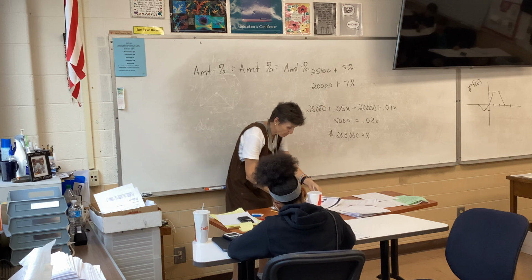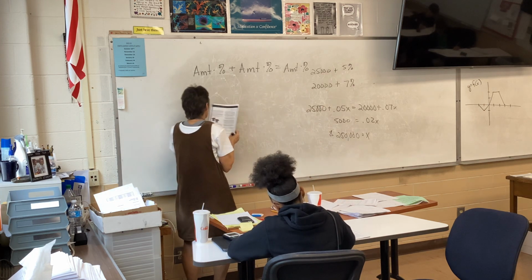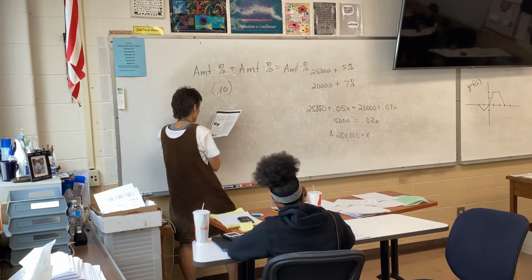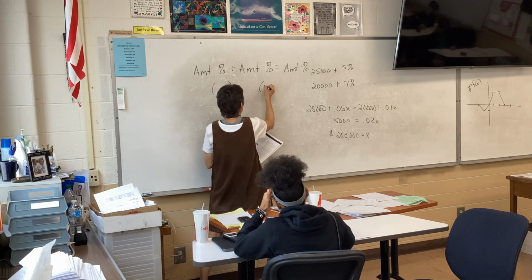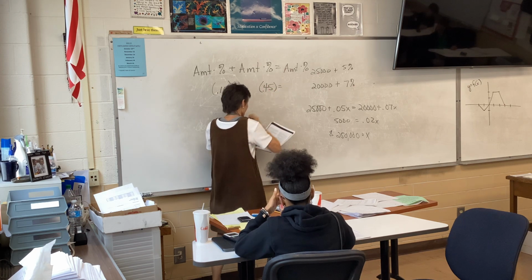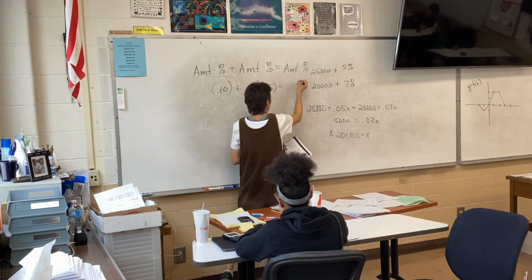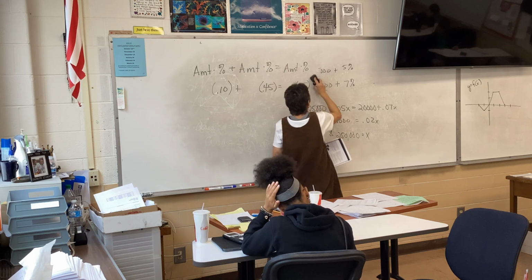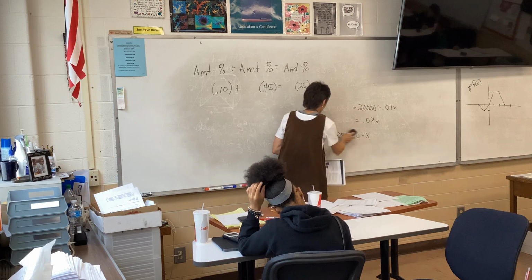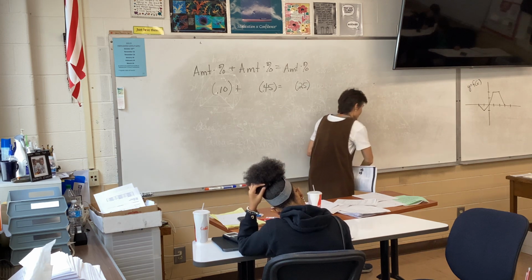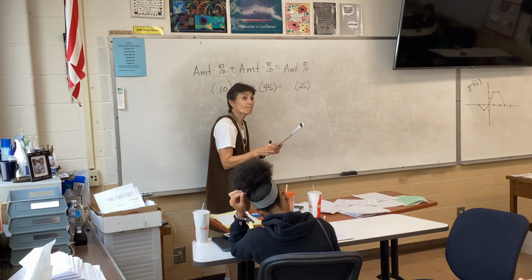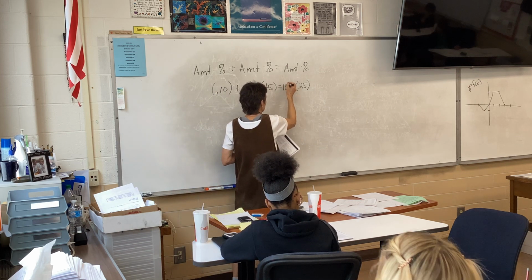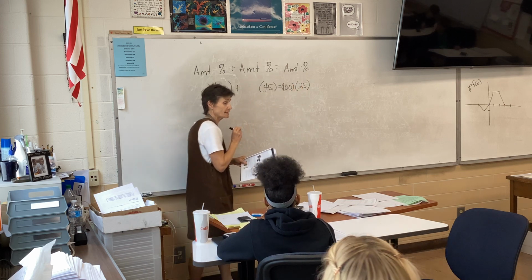So for this problem number 31, I know that I am mixing a 10% solution and a 45% solution. And I am ending up with a 25% solution. Those are my percentages. Would everybody agree with that? Now, what are my amounts? Well, I know I'm ending up with 100 gallons. It tells me that in the problem.